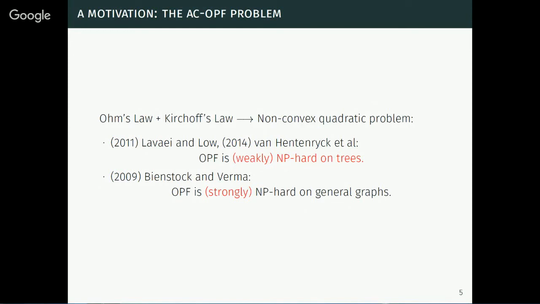One of them, the weakly NP hards, is problems that are hard, but that have some dependency on the input, on the numbers. For example, knapsack. The hardness of knapsack comes from the actual coefficients. The strongly NP hards are the ones that are purely combinatorial.